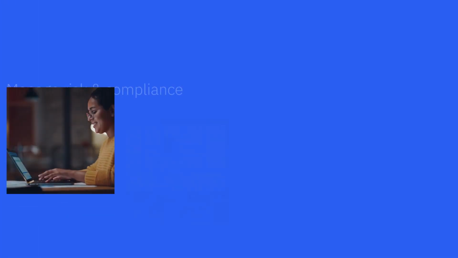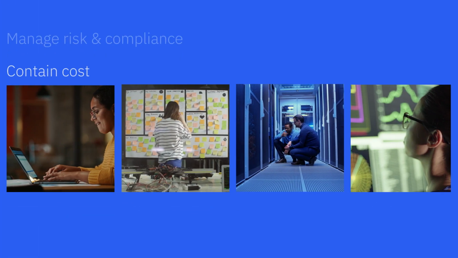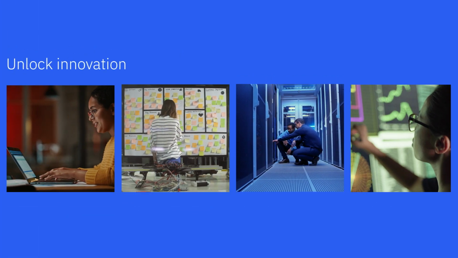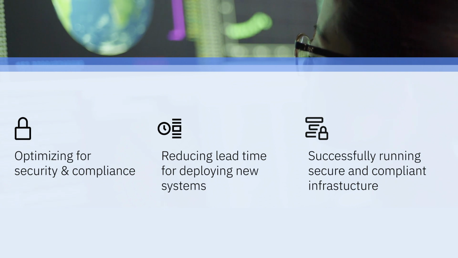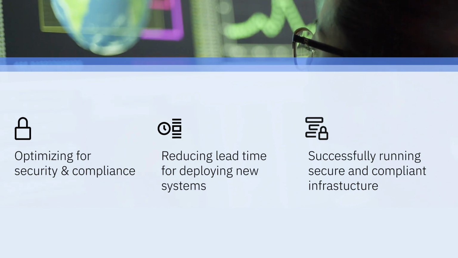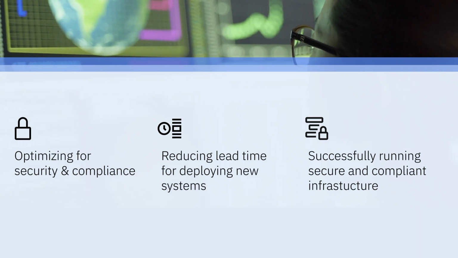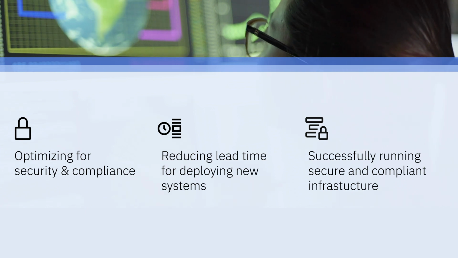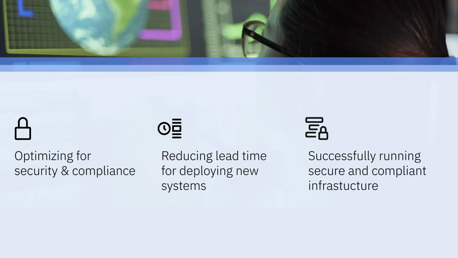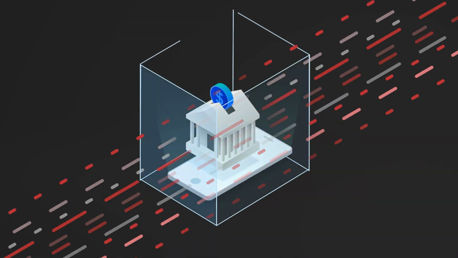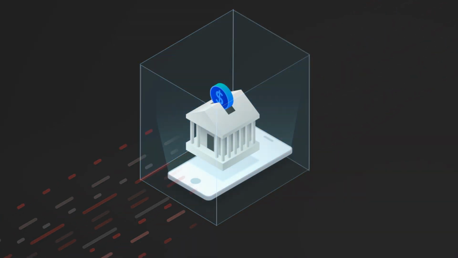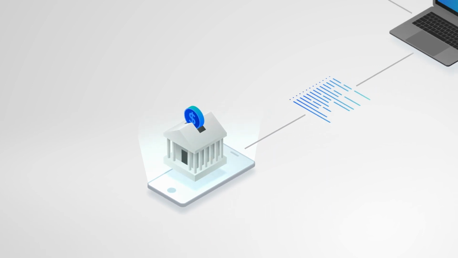Today's enterprises are challenged to manage risk and compliance, contain costs, and unlock innovation. Here at IBM Cloud, we understand the complexity and challenges in optimizing for security and compliance, reducing the lead time for deploying new systems, and successfully running secure and compliant infrastructure. IBM Cloud is the first secure and compliant by default cloud for regulated industries.